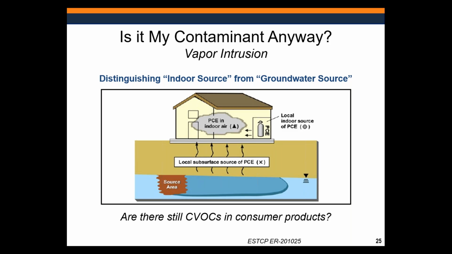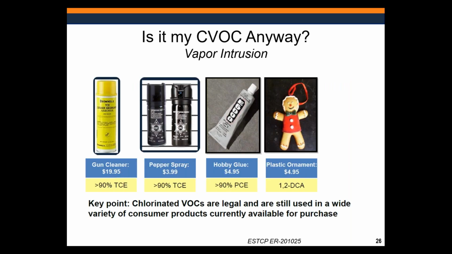And you'll say, well, are there still CVOCs in products? And yes, there are. So, if you're home cleaning your gun, you pepper spray somebody, or you're a big hobby modeler, putting together model airplanes, you may very well have some VOCs in your household. And perhaps that indoor air source is a local source rather than the TCE plume that's been flowing under your property in New Jersey for the past 50 years. But there's a means to use CSIA to try and understand that.